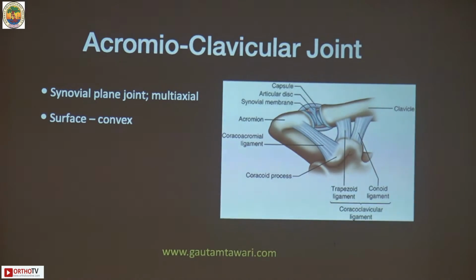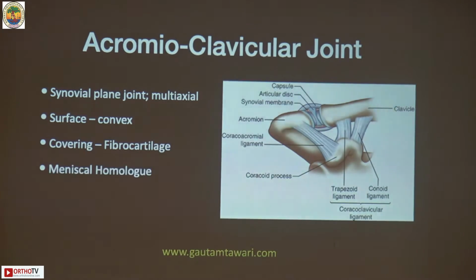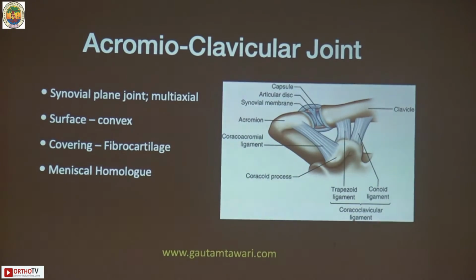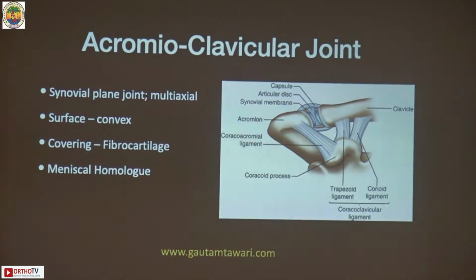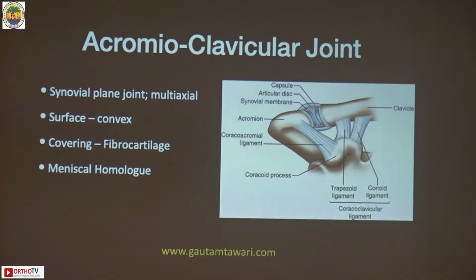It has two convex surfaces which are covered with fibrocartilage. And in some patients, you might find a meniscal homologue. Now, that's a little disc that is there in between. It connects the superior and the inferior capsule. It can be a source of pain when the joint looks normal and we can't find a source. So an MRI would help you find this.